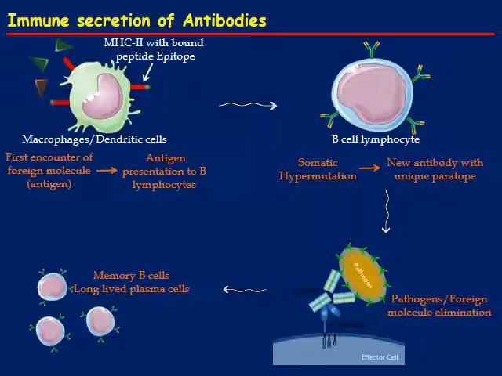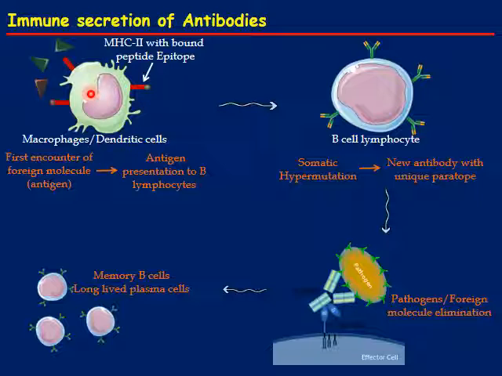Okay, now let's see how immune secretion of antibodies occurs. The first encounter of antigen with the organism's immune system will trigger immune cells like macrophages and dendritic cells. These are antigen presenting cells which will capture the antigen, break it down and present the peptide epitope on their surface. It will trigger the B cell lymphocytes. These are antibody producing cells. The active B cells undergo somatic hypermutation on the variable region of the antibody. It will give rise to a new antibody with a unique paratope, which with high affinity can bind to a specific epitope on the antigen.